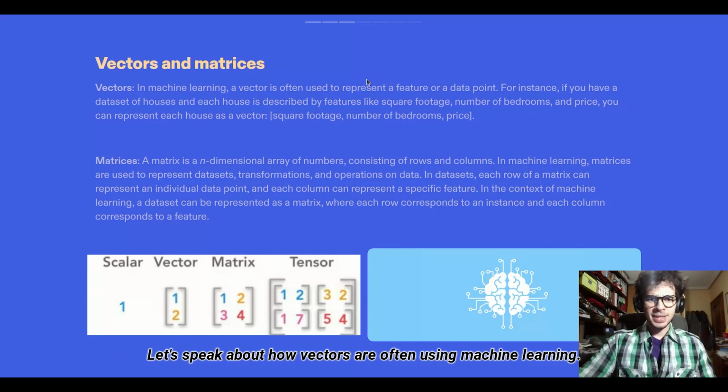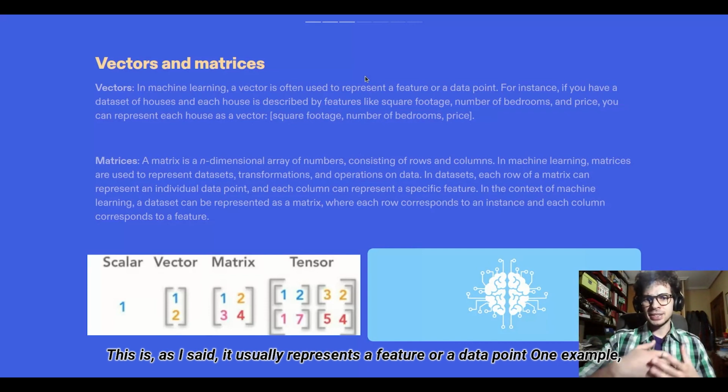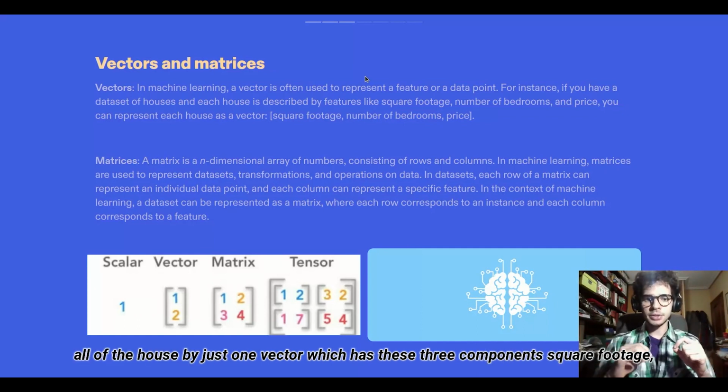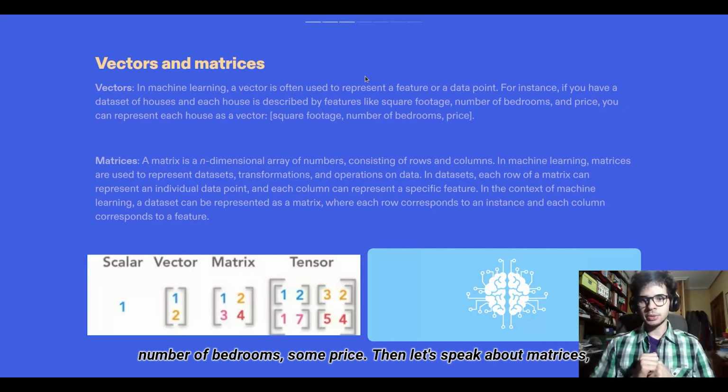Let's speak about how vectors are often used in machine learning. As I said, a vector usually represents a feature or a data point. One example is if you have a data set of houses and each house is described by features like square footage, number of bedrooms, and price, you can represent the whole house by just one vector, which has these three components: square footage, number of bedrooms, and price.